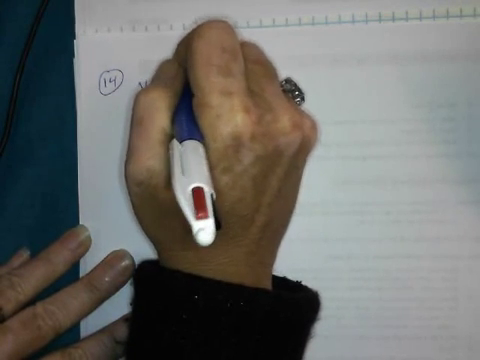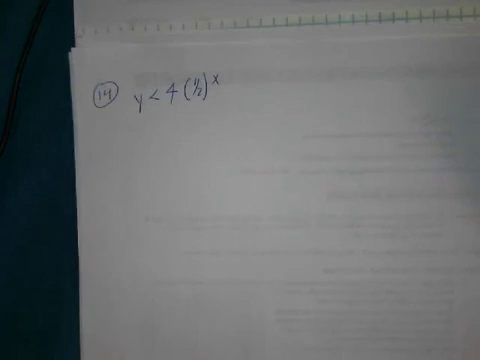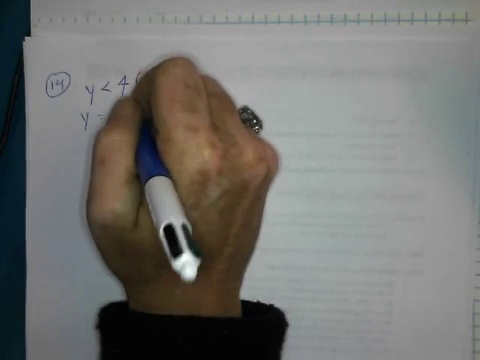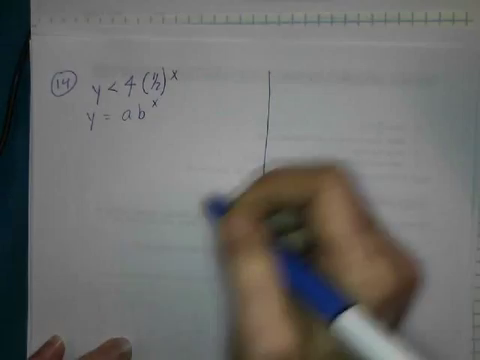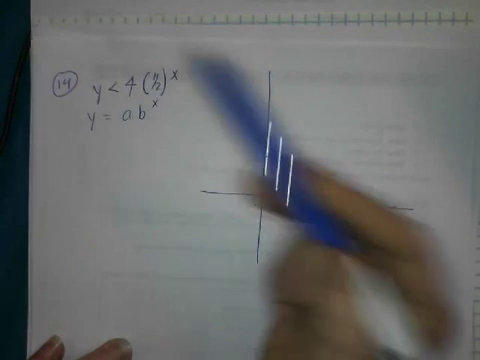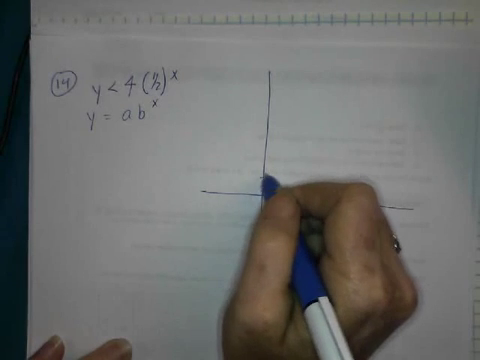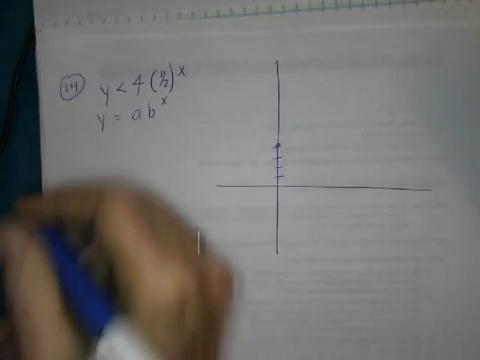Y is less than 4 and then 1/2 to the x. So this is in y equals ab to the x form that you guys remember you used to do. So that helps me a little bit in my graphing because at least I can go, oh, well, the starting point is 4. And, well, I still feel like I should plot some points, though.